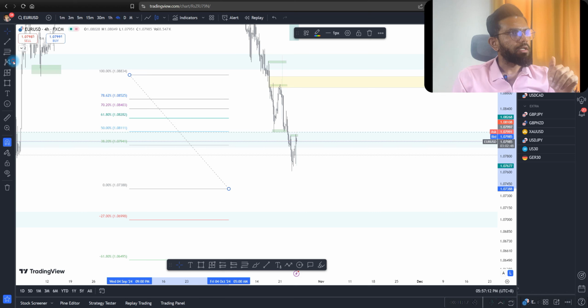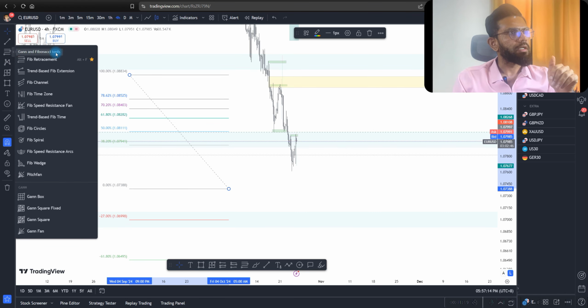If you don't have a shortcut key, it should be somewhere around here. Yeah, here. The second bar on this side, Fibonacci retracement, just put a star and it'll come up here.